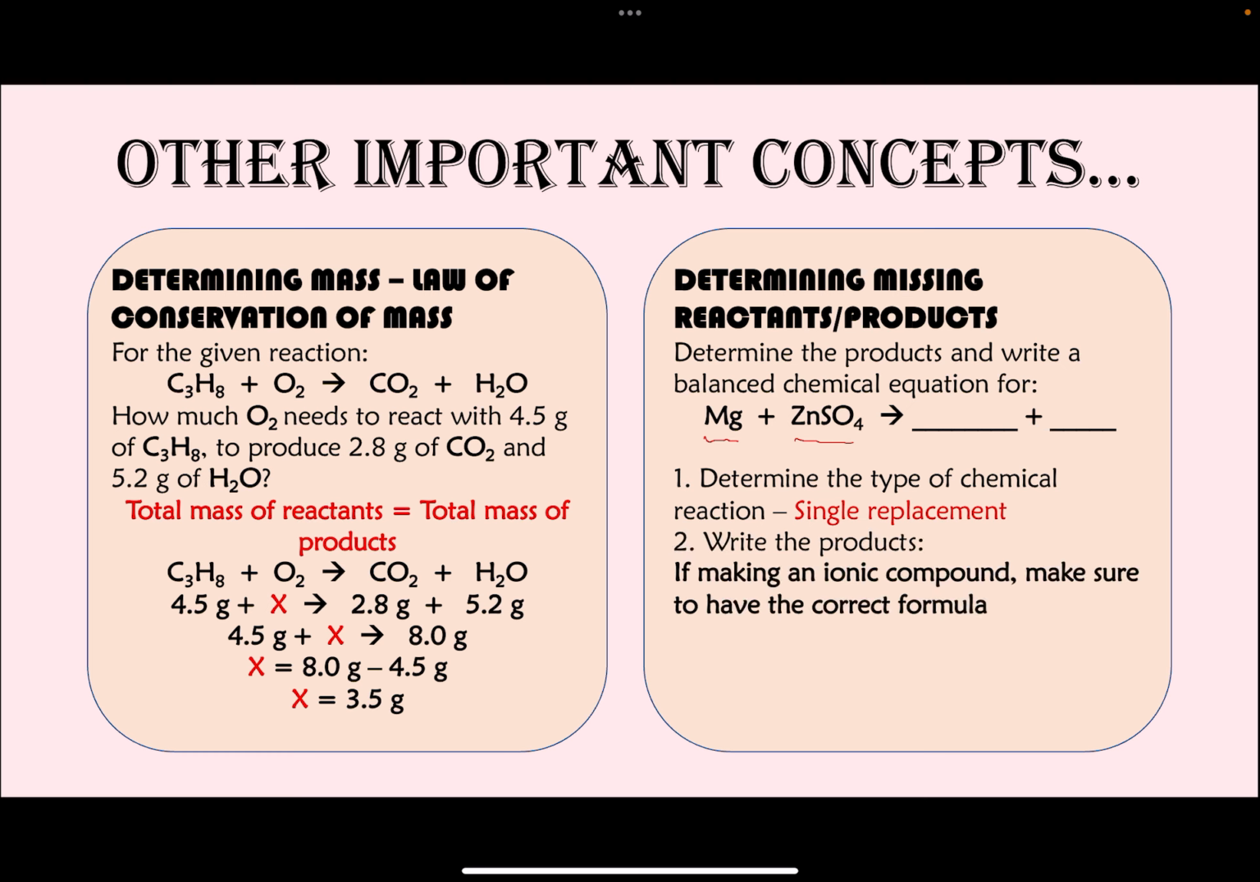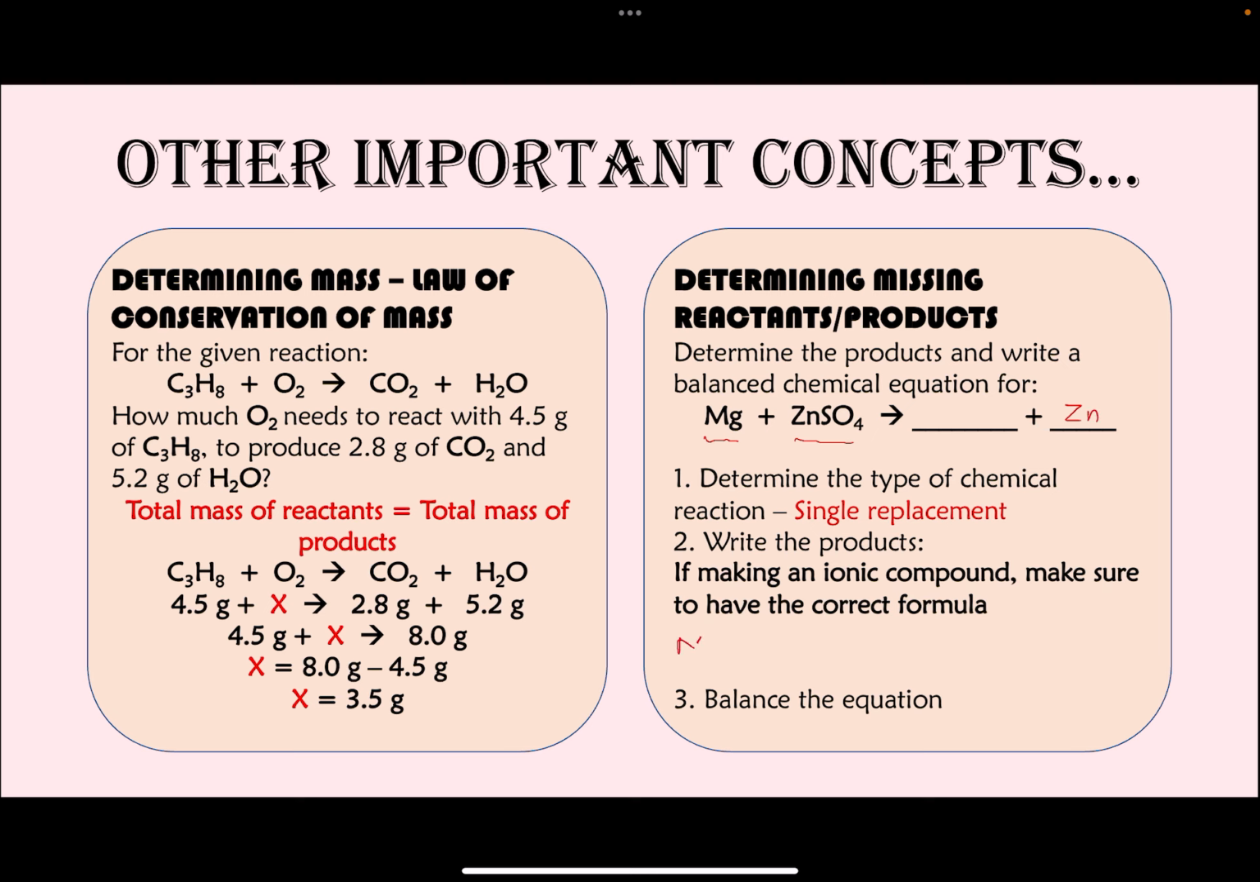Then we are going to write the products. And remember that if we are making an ionic compound in the products, we want to make sure that we have the correct formula. So we want to have the correct subscripts. And then we just balance the equation. So let's write our products first. So in this case, we know that magnesium is going to replace zinc. So that means we are going to get zinc in the elemental form.